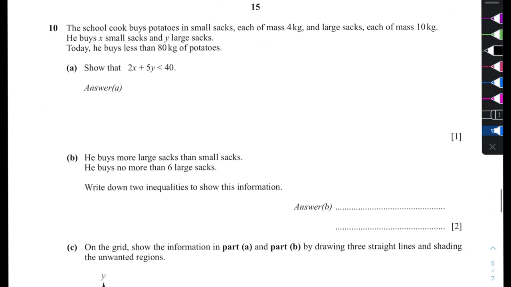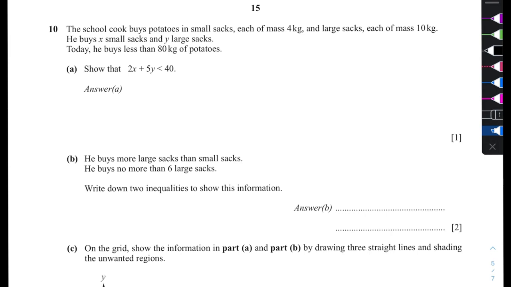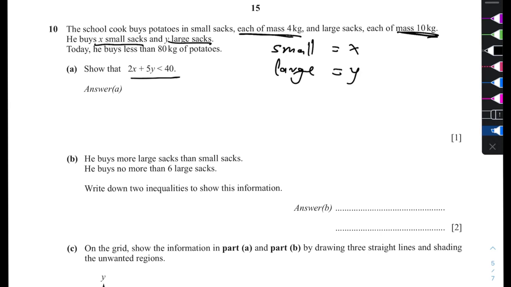So that question says that the school cook buys potatoes in small sacks of 4 kg and large sacks of 10 kg, right? Now small sack is denoted by x, large sack is denoted by y. So I can just say small is x and large is y, so that I don't forget. I know myself, I keep forgetting stuff. Now they said show that this is the case. Well, the small one is 4 kg, so we can write 4x, and the large one is 10 kg, so that's y.